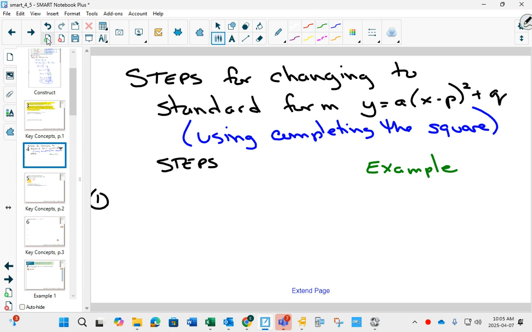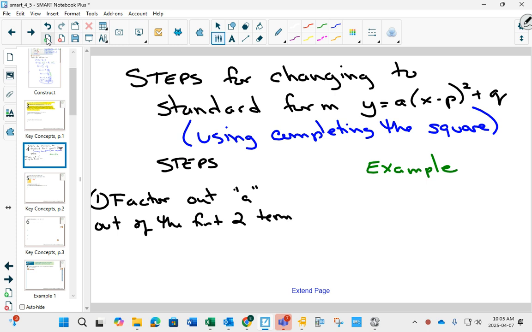So step number 1 is we're going to factor out A out of the first 2 terms. So the example that we're going to do is y equals, here's the general form, 2x squared plus 8x plus 1. That's our example.